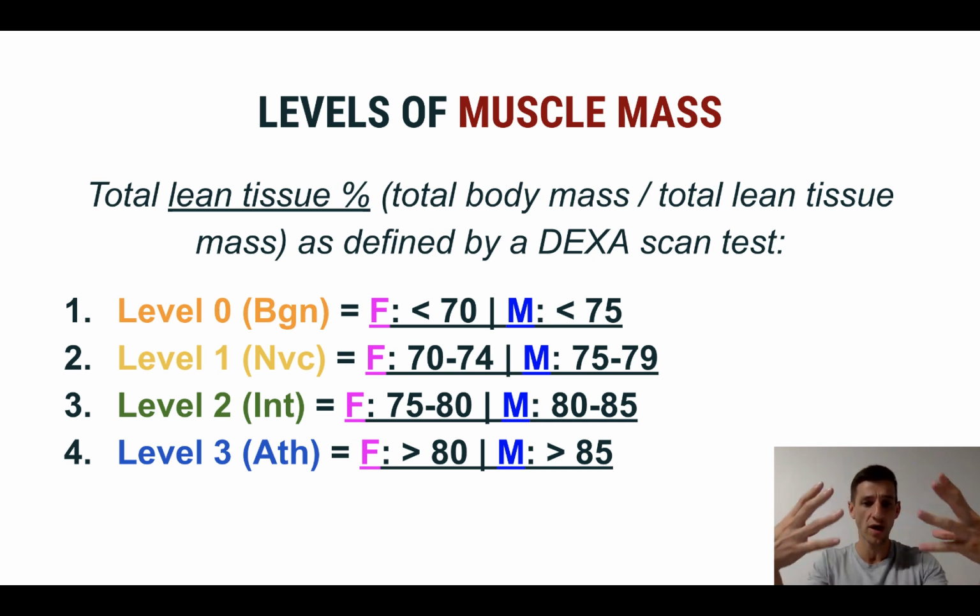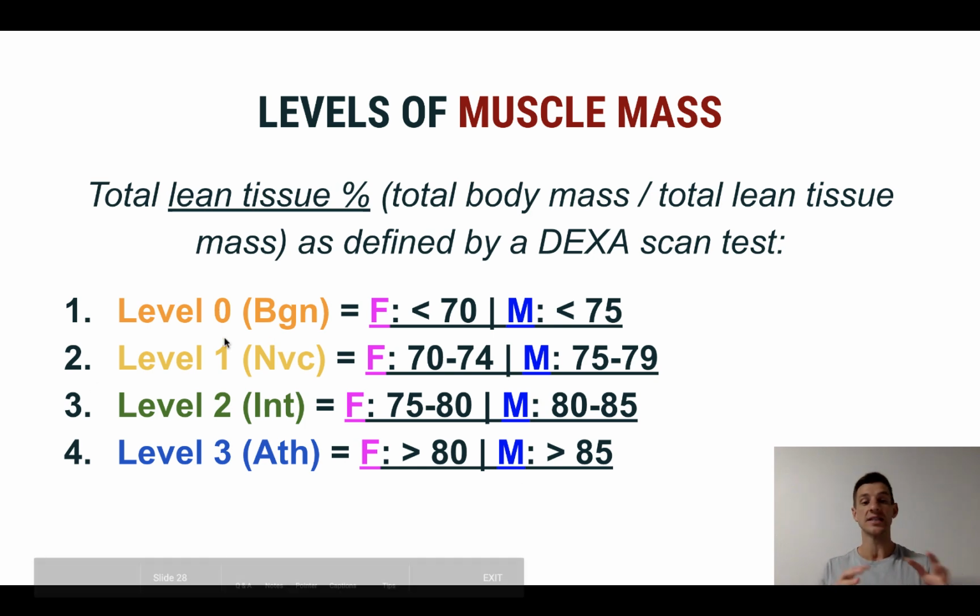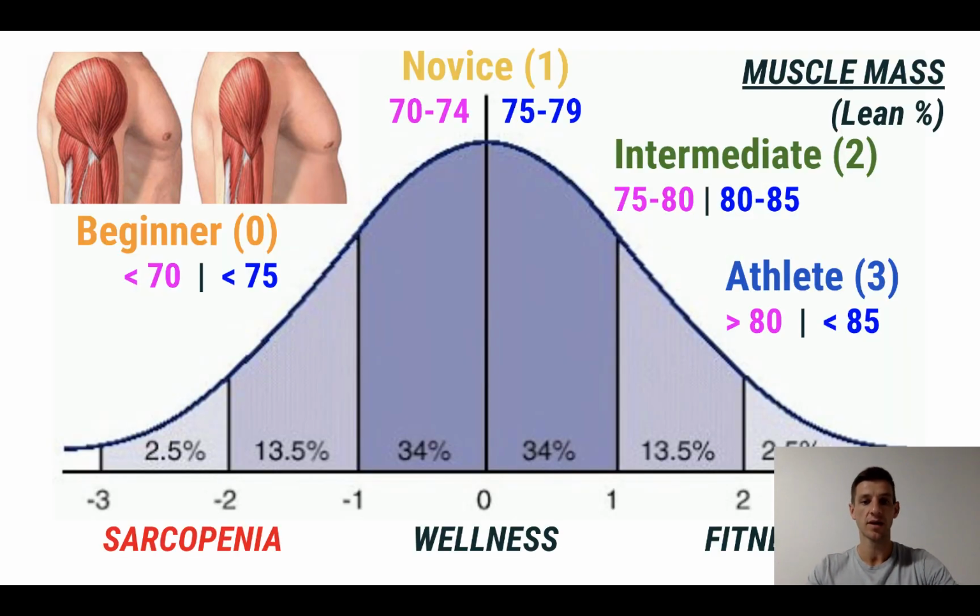So there are, again, 4 levels. Level 0 defines the beginner. Level 3 defines the athlete, right? And of course, if you're at level 1, your goal is to move to level 2. If you're at level 2, you want to move to level 3. Okay, so let's quickly take a look at what this looks like. A healthy level of muscle mass for a female should be between 70 and 74%. So of her total weight, 70 to 74% should be lean muscle mass. For males, 75 to 79.